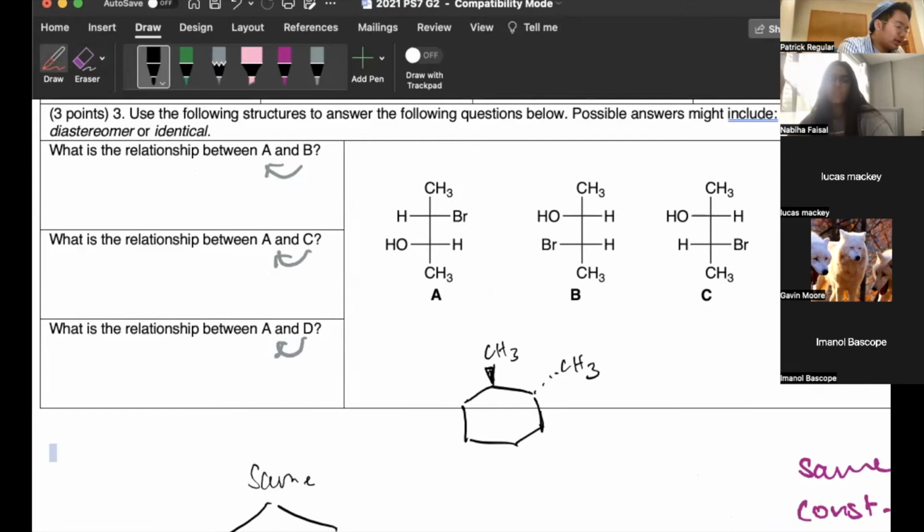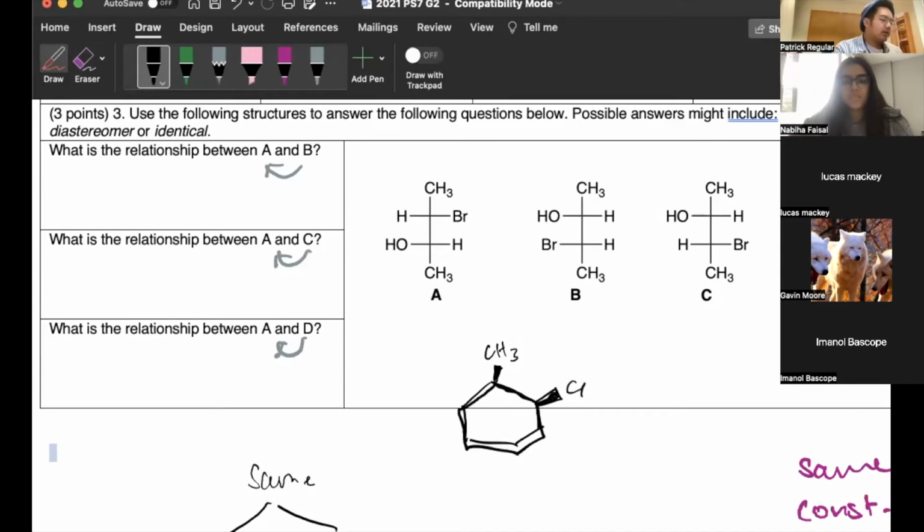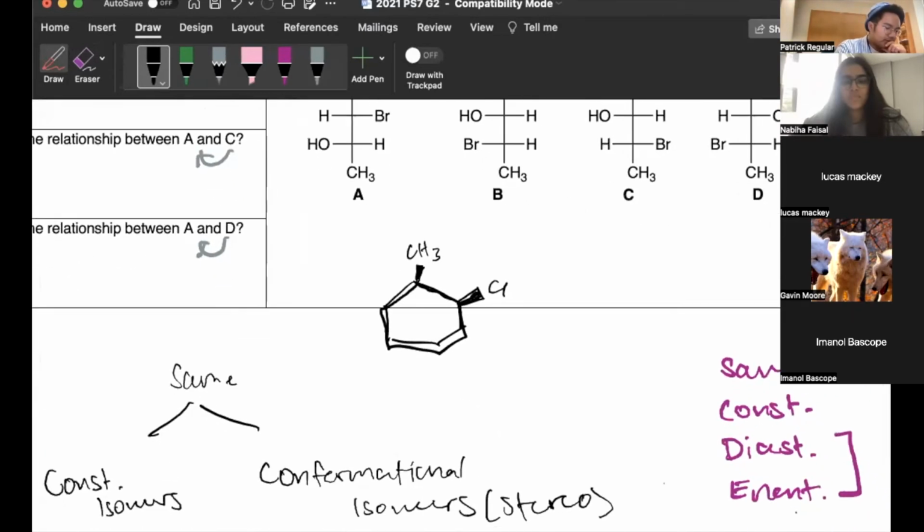If you had something like this, I'm trying to think. I have a really good example, trust me. Cl. That's supposed to be a hexane, by the way. Let's just do a dot PR, right?